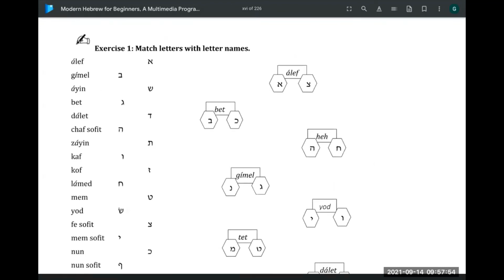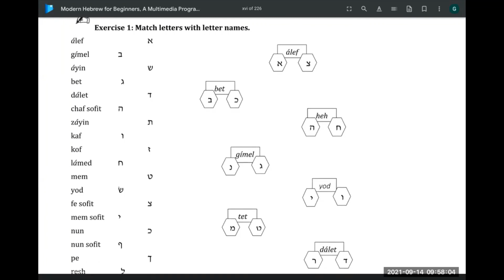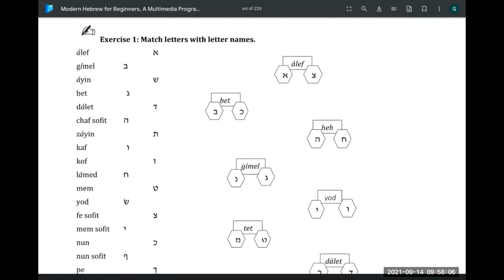Okay, so now we have an exercise. This is saying match letters with letter names. Okay, so we'll do that, but I want to see how this renders first on Facebook, because I want people to have a clear picture.